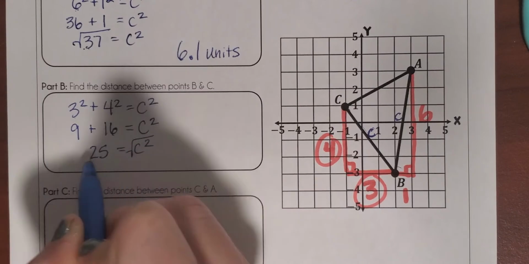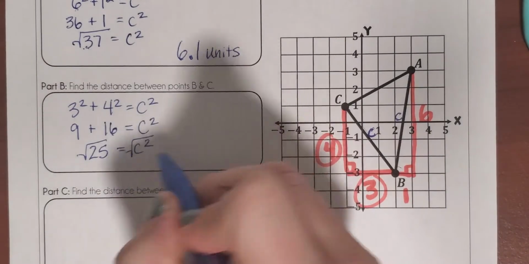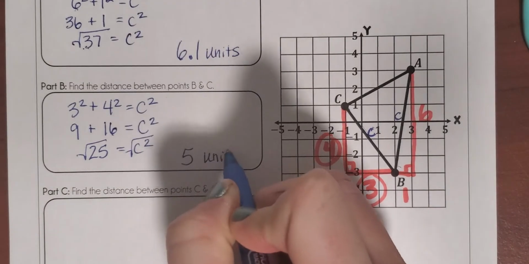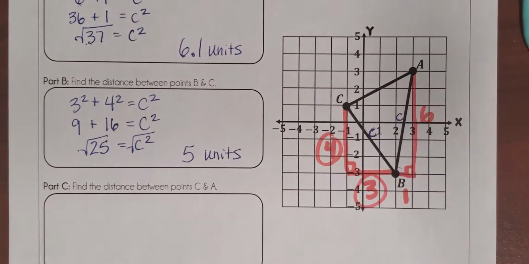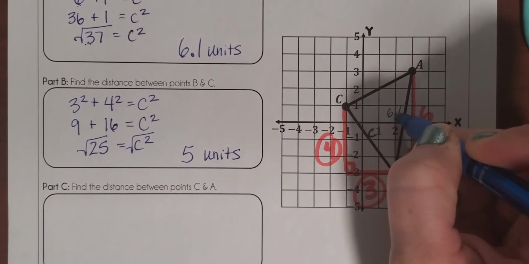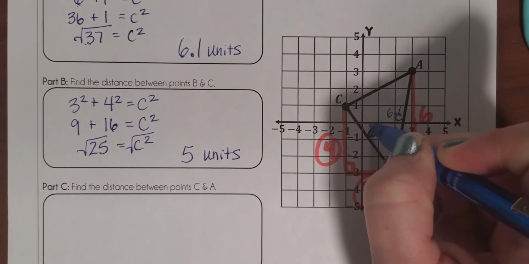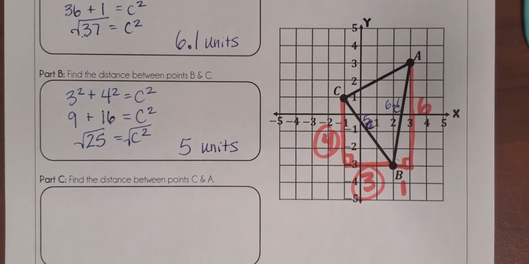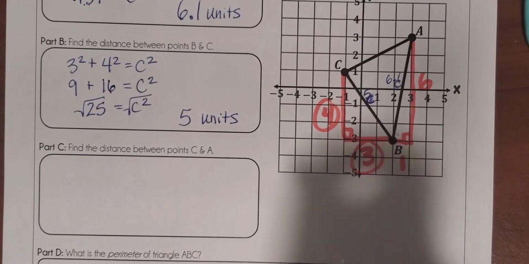I'm going to square root the 25. So the square root of 25 means that this side is just going to be 5 units. So far I know that this side is 6.1. I know that this side is 5. So 6.1 and 5. Now I'm going to work on that last side, my A to C.